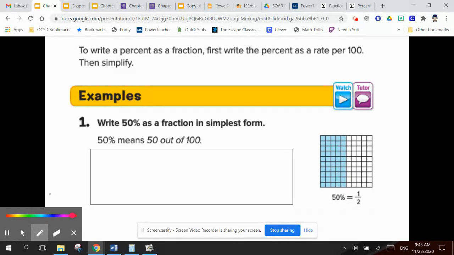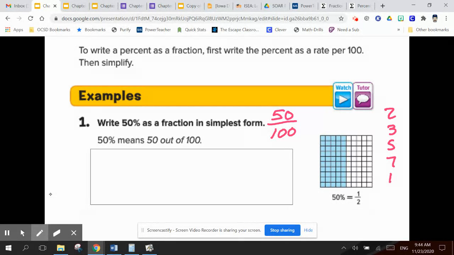So to write 50% as a fraction in simplest form, 50% means 50 out of 100. So as a fraction, that would be 50 over 100. We're going to write this as a fraction in simplest form. We're going to use our numbers 2, 3, 5, 7, and 11, and our pineapple upside down cake method, which is 50 and 100.